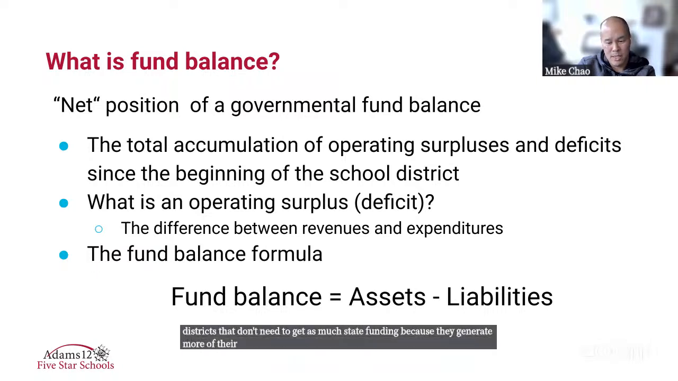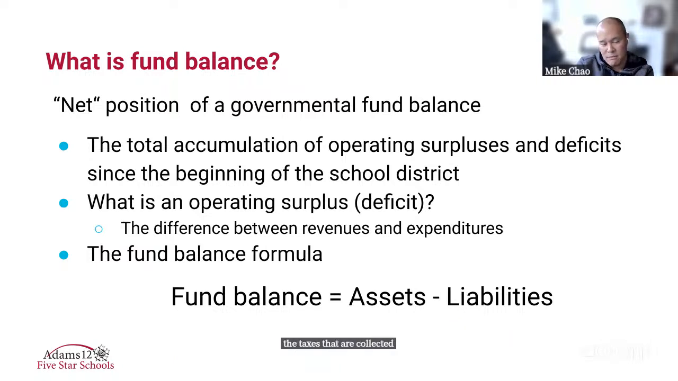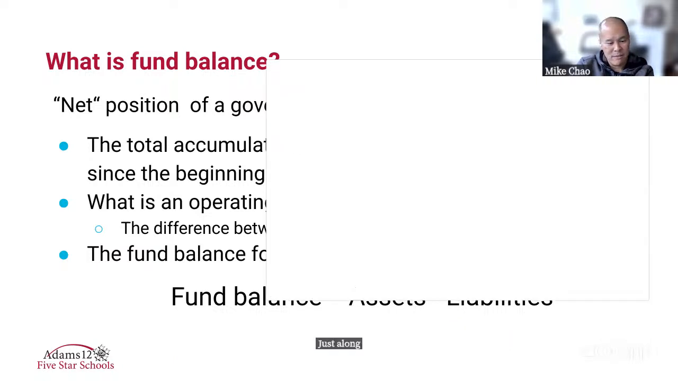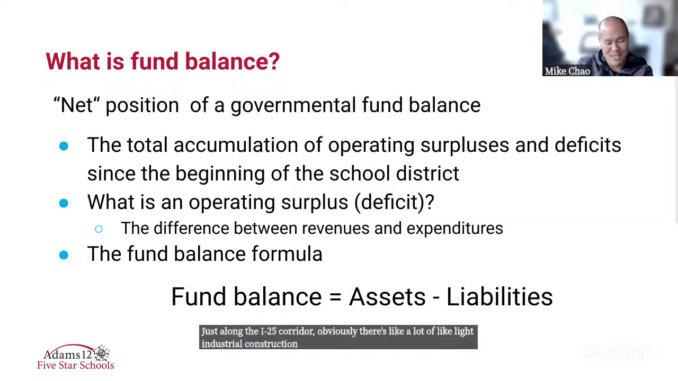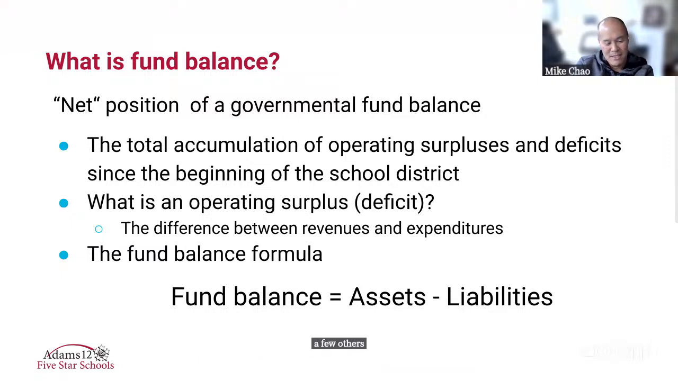I mean, remember DPS was surprisingly high to me. I mean, Boulder, not surprising, but I think one of the things we talked about was the amount of commercial real estate they have and how much that drives some of the taxes that are collected for those districts. Just along the I-25 corridor, obviously there's a lot of light industrial construction, and you've got the giant Amazon warehouses and a few others seem to be going in all the time.